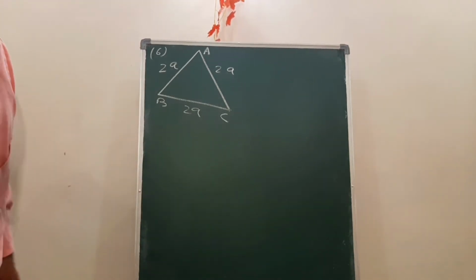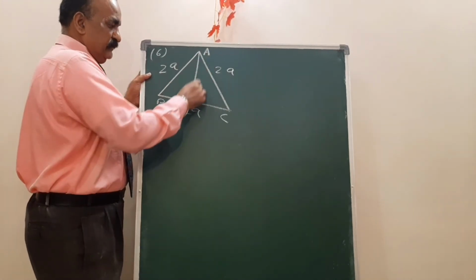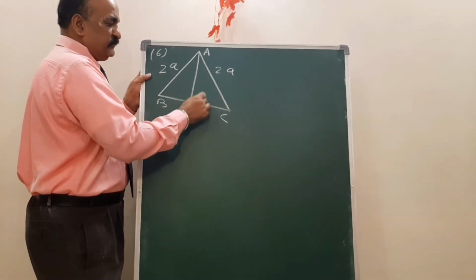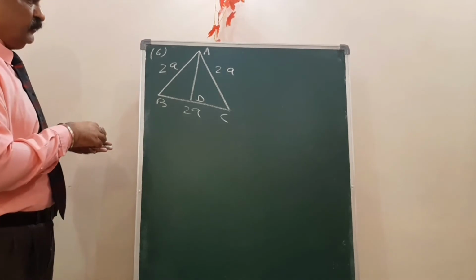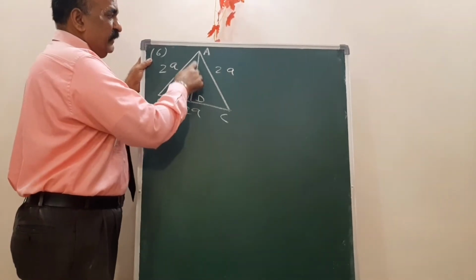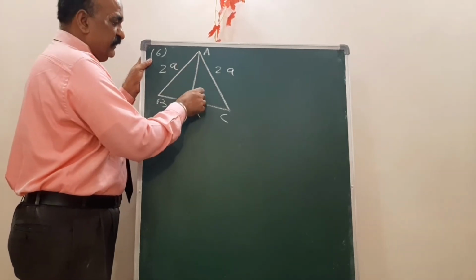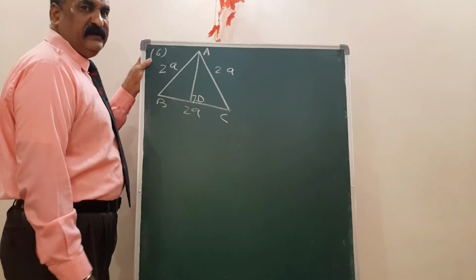आपको इसका altitude निकालना है. Altitude means ये 90 डिग्री हो गया आपका. This point is D. What is the definition of altitude? A line segment drawn from the vertex to the opposite side. It means this angle will be 90 degree.